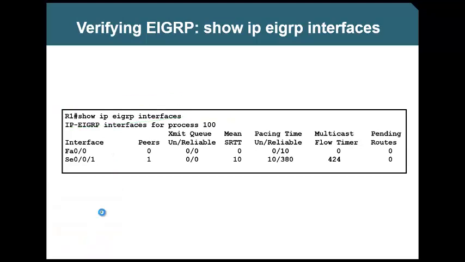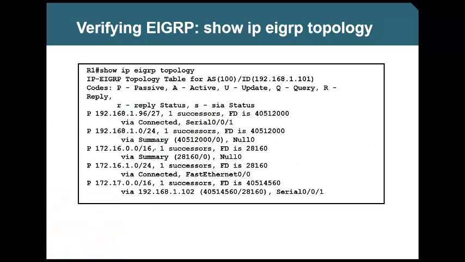Now, show IP EIGRP topology will show all the destinations learned through EIGRP updates, and for each destination you will have one or more paths depending on the topology, with the feasible distance and the advertised distance.